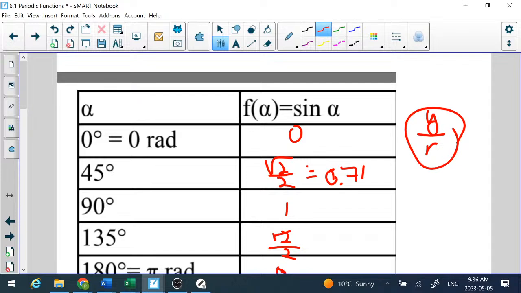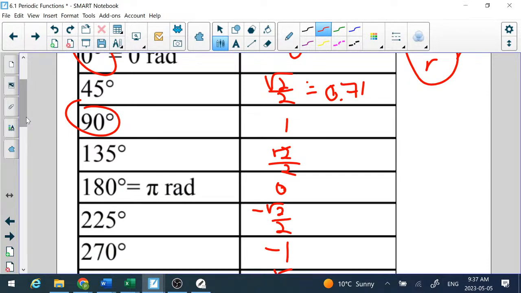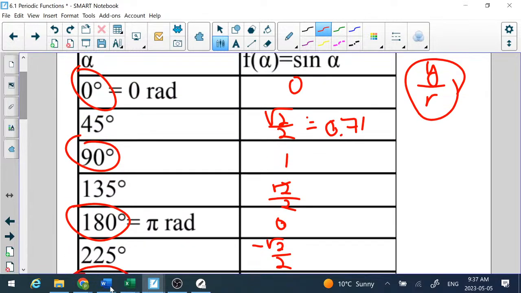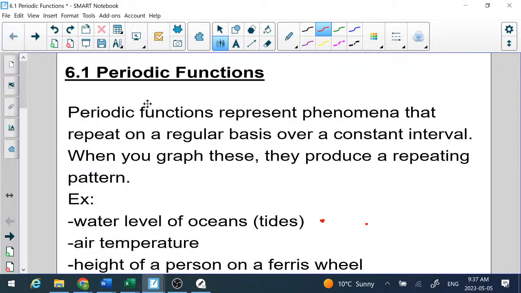But here's the nice thing. Forget about it. We're just going to highlight the points that we find really important: 0, 90, 180, 270, 360. We're going to plot those right now, and then we'll come back after and see what's up.